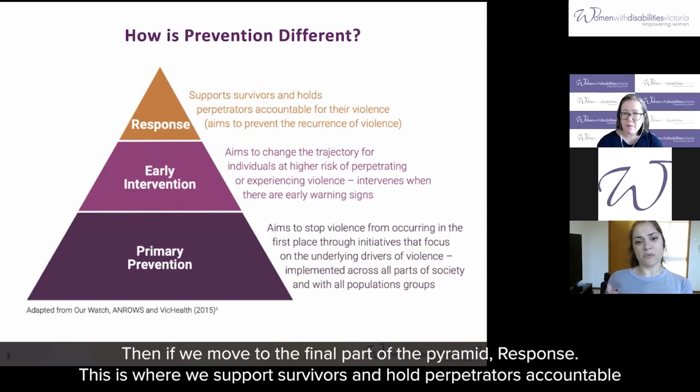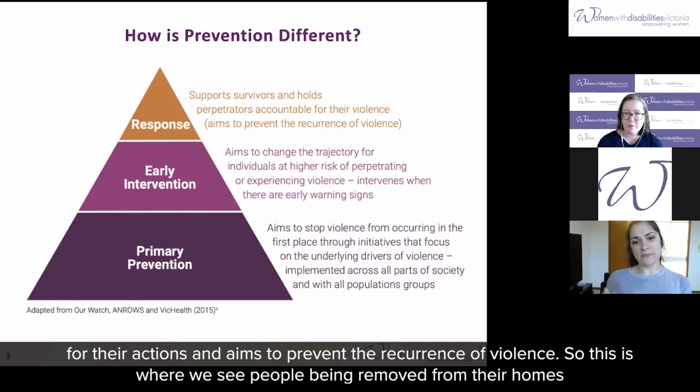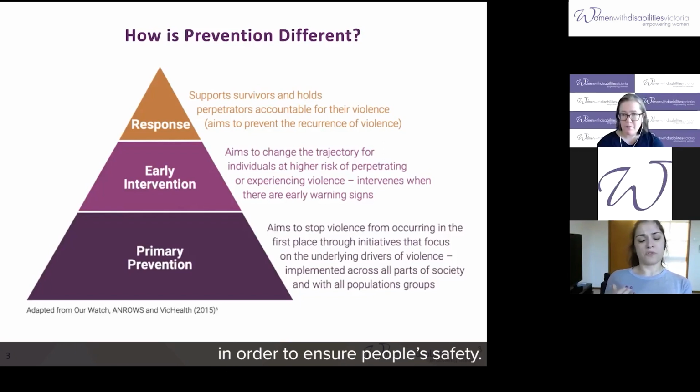And then if we move up to the final part of the pyramid, response, this is where we support survivors and hold perpetrators accountable for their actions in an aim to prevent the recurrence of violence. So this is where we see people being removed from their homes in order to ensure people's safety.